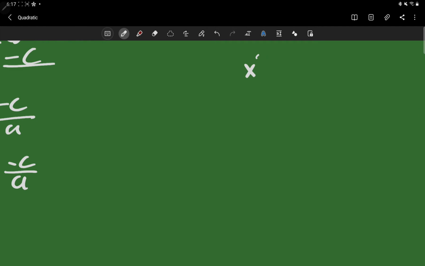So let's say we have some quadratic x squared plus 6x, and we want to put it in a cleaner form where it's something like this, x plus d squared. It's like a perfect square. That's where completing the square, the name comes from.